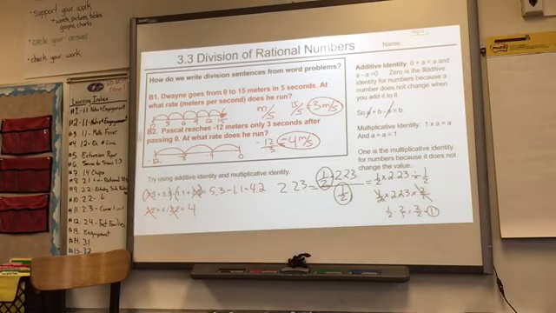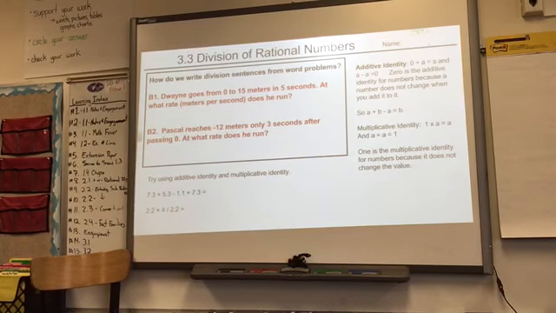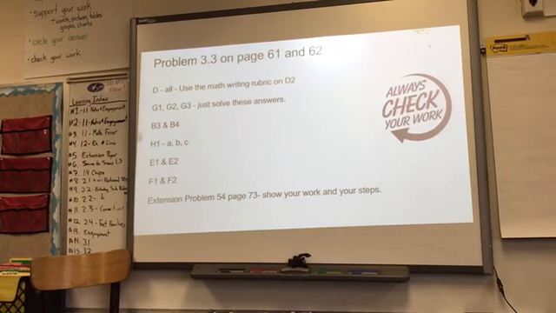Today, make sure that you guys are thinking about additive identity and multiplicative identity, because you will need that to be successful. We're going to start on D, then go to G1, G2, G3. Those ones you will need the notes for today. B3, B4, notes from today for sure.